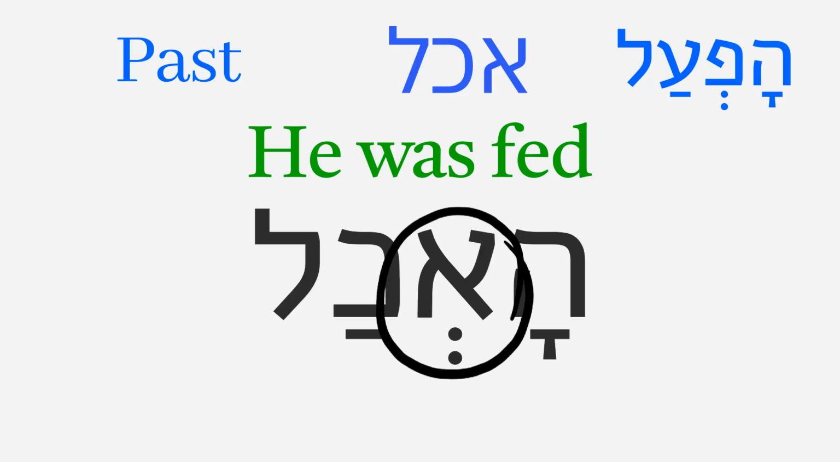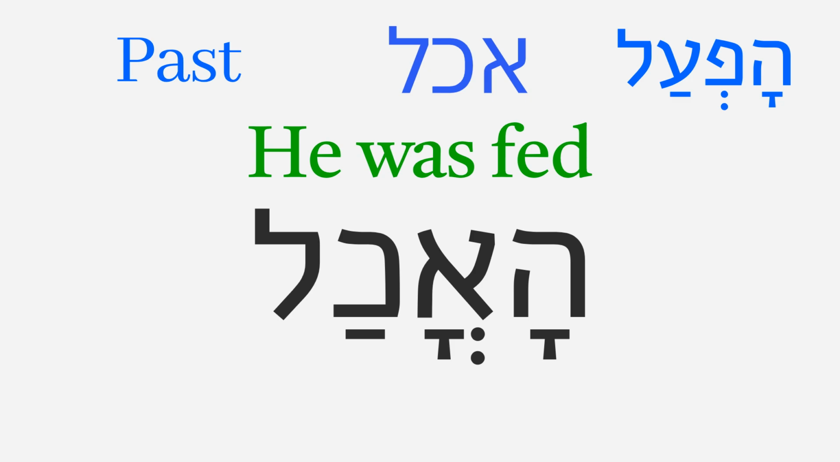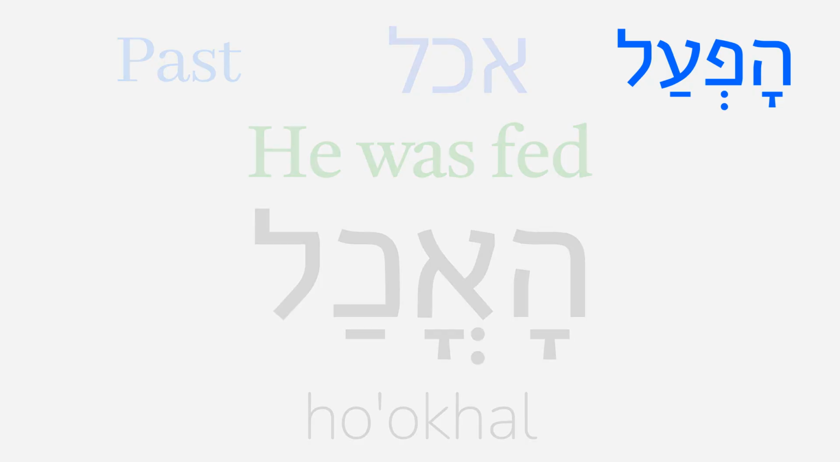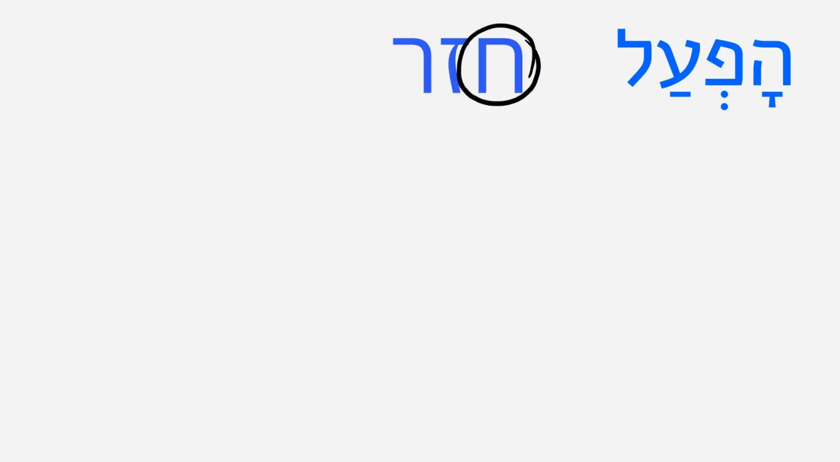The problem is that aleph with a shva. Aleph cannot have a shva. What we'll change this shva to in the Hophal binyan is a kamatz shva, which says o, to match with the kamatz before it, which also says o. Ho'ochal, he was fed.